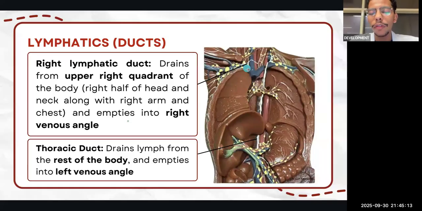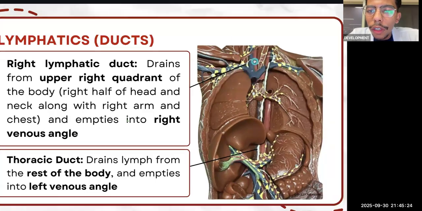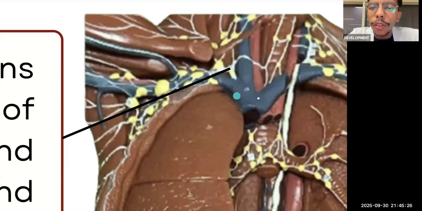It has to go back into the veins, okay? So it drains in this right venous angle. Now, this right venous angle is made by your right jugular vein and your right subclavian vein, okay? So can you guys see here, this junction between two veins? This is called the right venous angle.